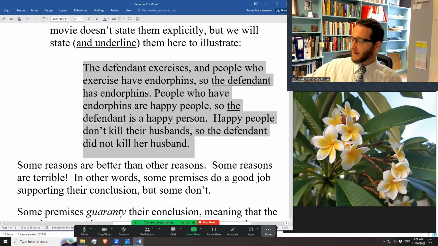Now, running through the whole thing: the defendant exercises. People who exercise have endorphins. Therefore, subconclusion, the defendant has endorphins. And people who have endorphins are happy, so therefore the defendant is a happy person.